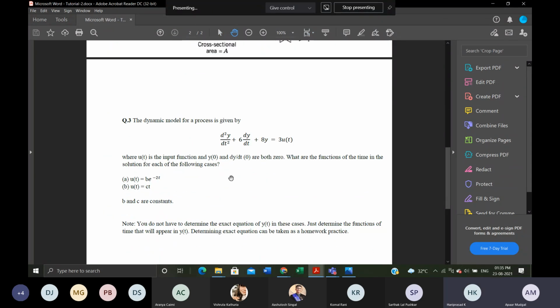So in this third question, you can try it. We are given a dynamic model equation, and we have to find the Laplace transform. We do not have to find the exact Laplace transform of this equation. We just have to find the time functions which will appear in the y(t) if we are using u(t) as these two equations. We do not have to find the whole equation. It's a bit tedious. So just find the time equations and the values of the variables. Use the input functions which we are given.